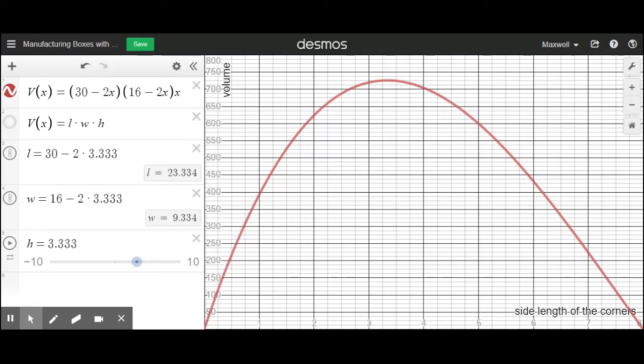And we have effectively maximized the volume of this rectangular box using a polynomial equation. And that concludes this modeling example.